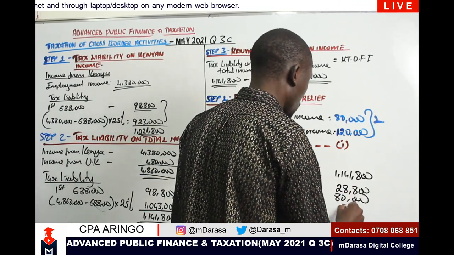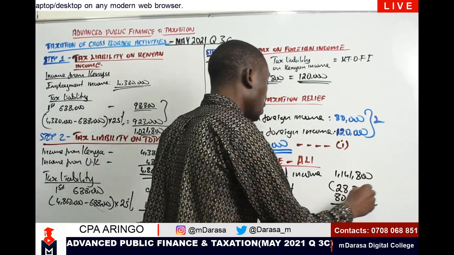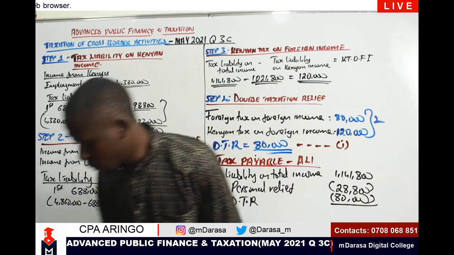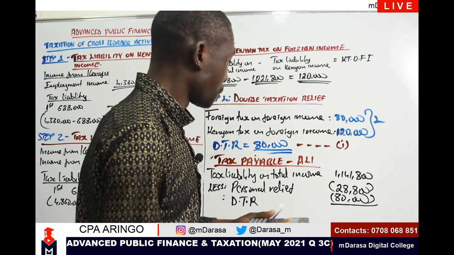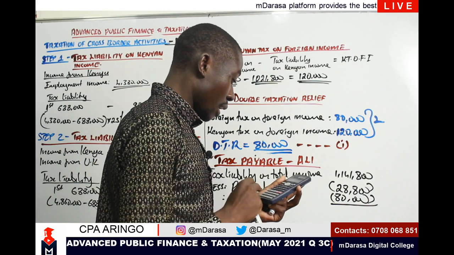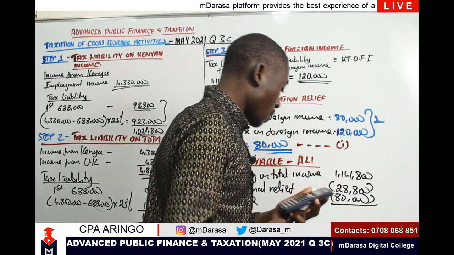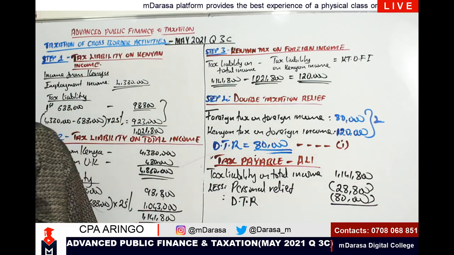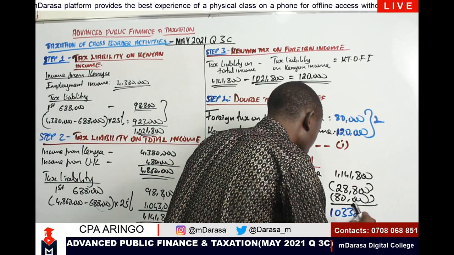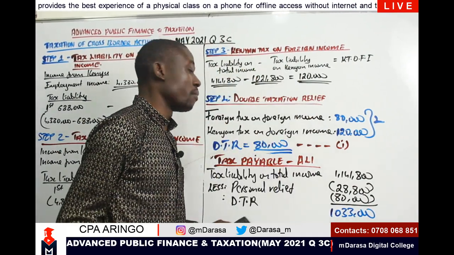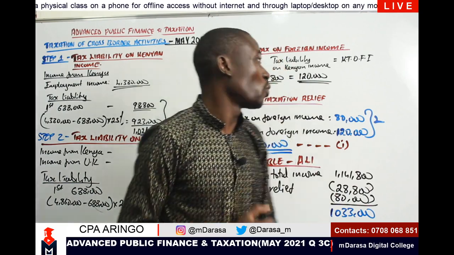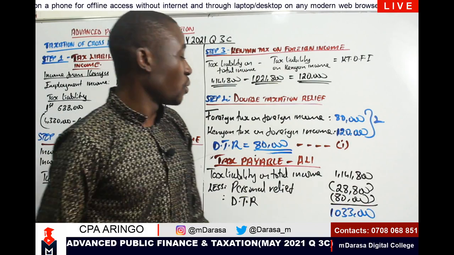So at the end of the day, what will be our tax payable by Mr. Ali in Kenya? We should be having the following. We should be talking of 1,141,800. We less 28,800 and we less 80,000. So you can clearly see we have 1,033,000 being our tax payable by Mr. Ali in Kenya. So this is what you are supposed to do in that question. To this juncture, my good students, that's what you are required to do.